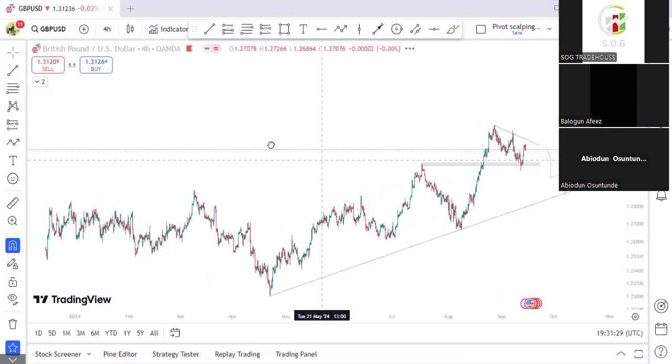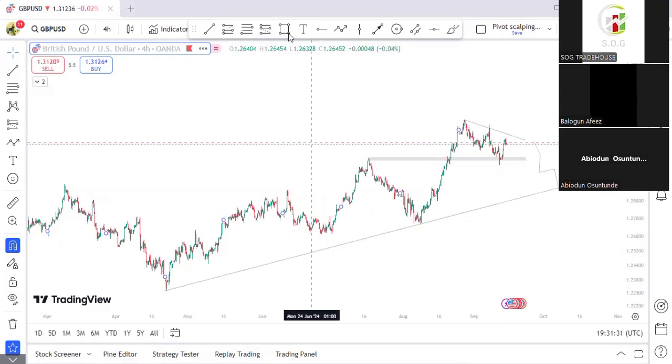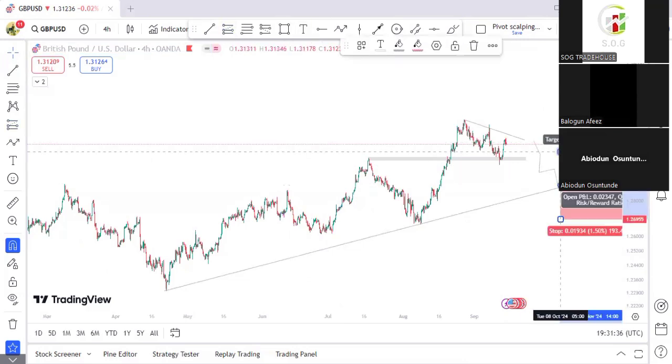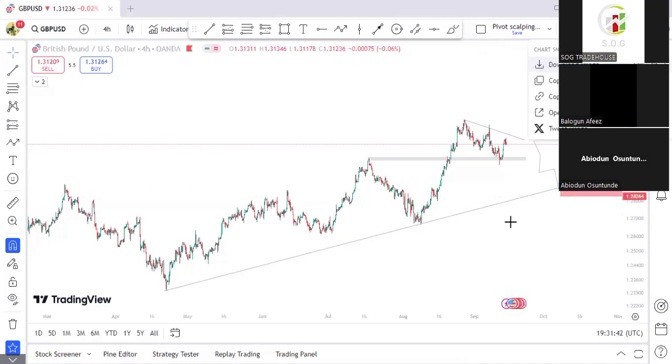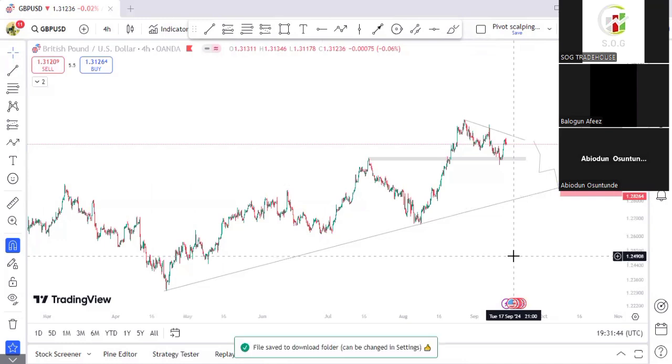So this is a pair on my watch list for the week. Let me just put this on here and take a snapshot of it. So this is the pair I have on my watch list for the week.